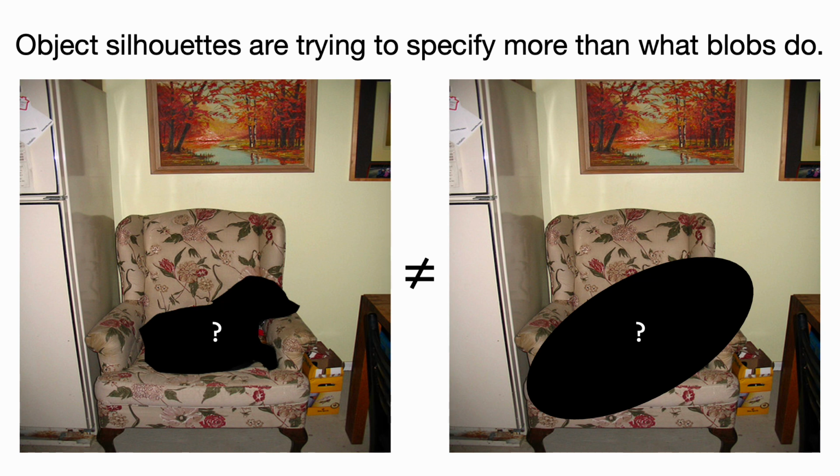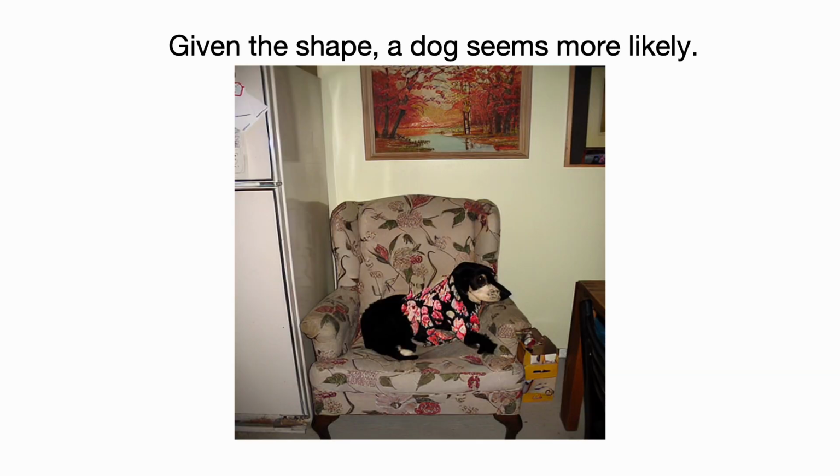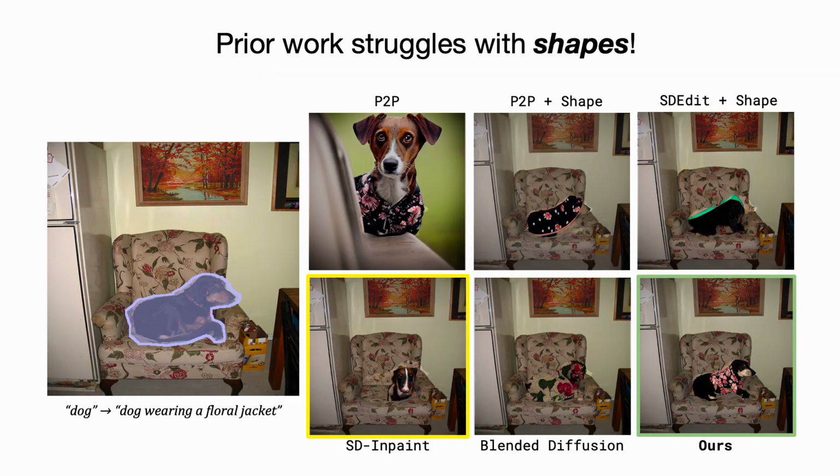In this case, it is often more desirable and intuitive to the user to replace the region with an object as opposed to inpainting with background. In fact, given the object's silhouette, a dog seems the most likely. We demonstrate that much of prior work struggles with this shape-guided editing task.